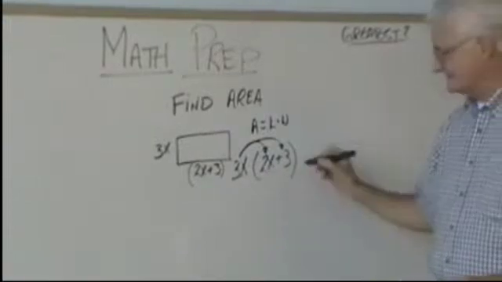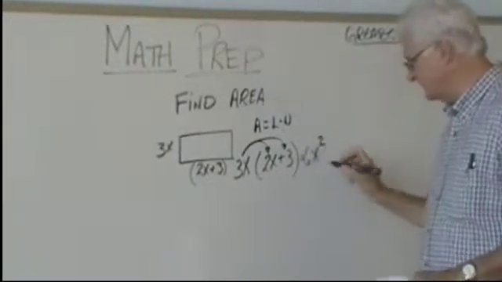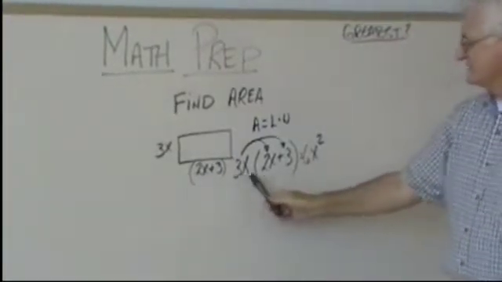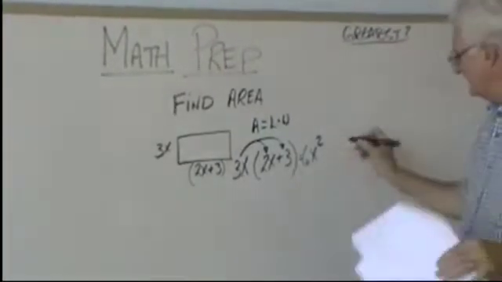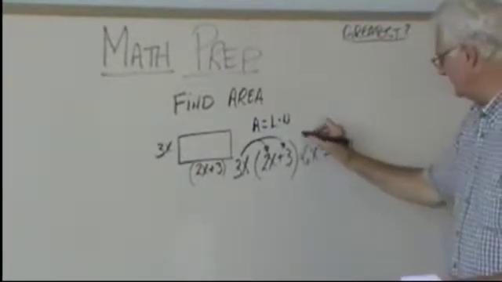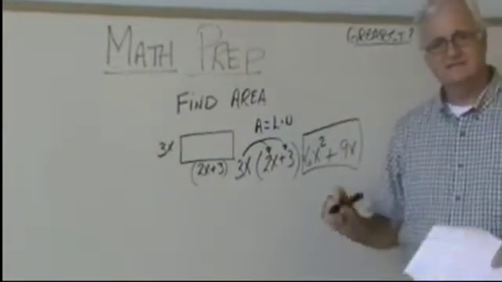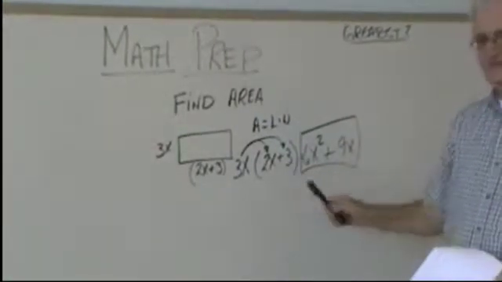3x times 2x is, yeah, that's right, 6x squared. And what's 3x times 3? That's very right, 9x. Your answer is that critter right there. Easy, simple, distributive multiplication. Check.